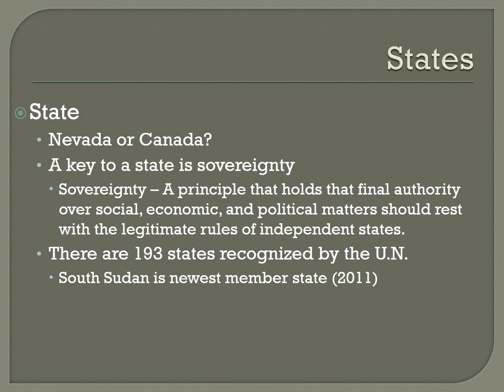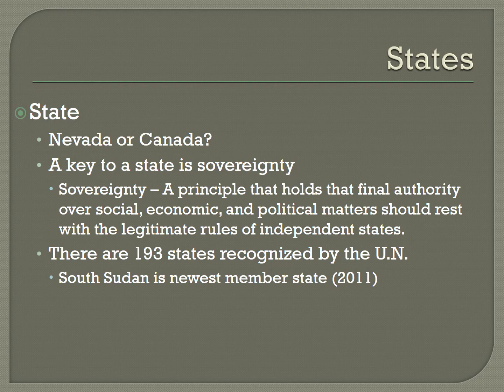And that's the difference between Nevada and Canada as a state. Canada has sovereignty. They have the authority to make decisions, and the legitimacy of those decisions is recognized by the international community. Going back to that definition of state, that a state is recognized by a significant portion of the international community, Canada is. Nevada is not recognized as its own separate sovereign state. They don't have the authority to make those decisions on their own.